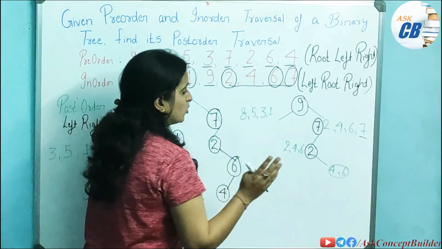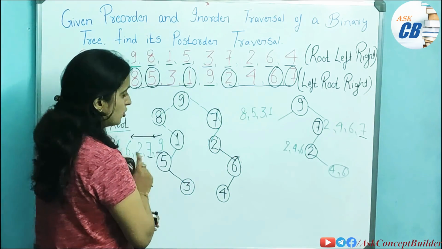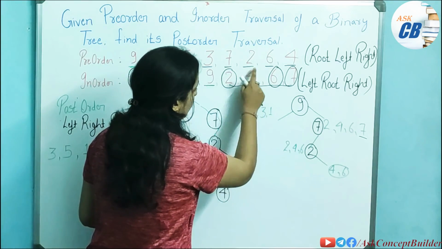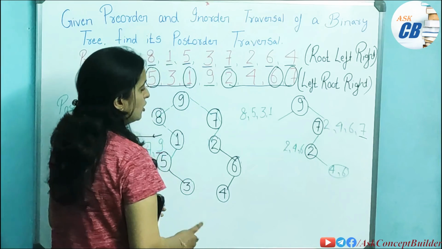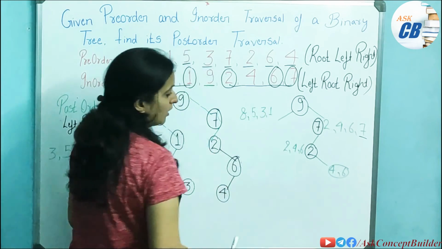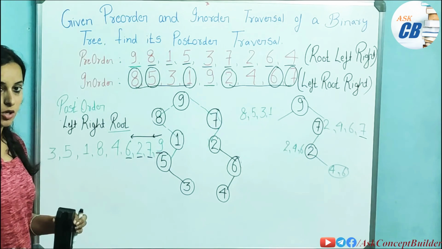Okay, so again you have seen that 4 is your next root node, again you will find the 4 here and the remaining element 6 is on the right of 4. Okay, so in this way you can construct your binary tree with post order traversal also.